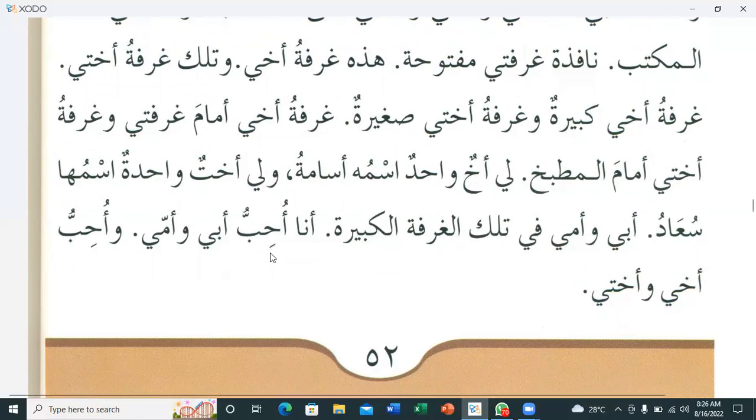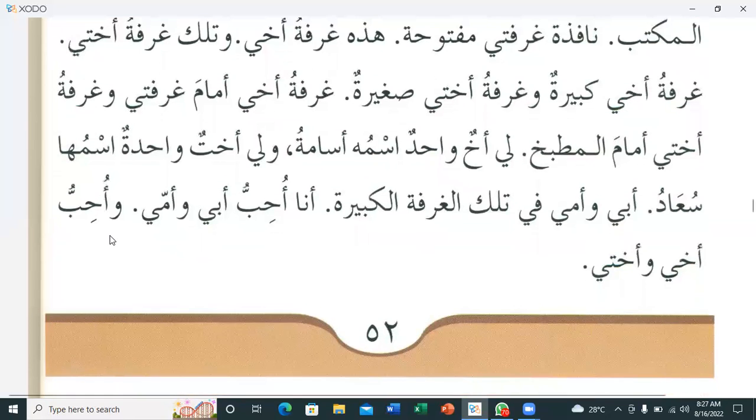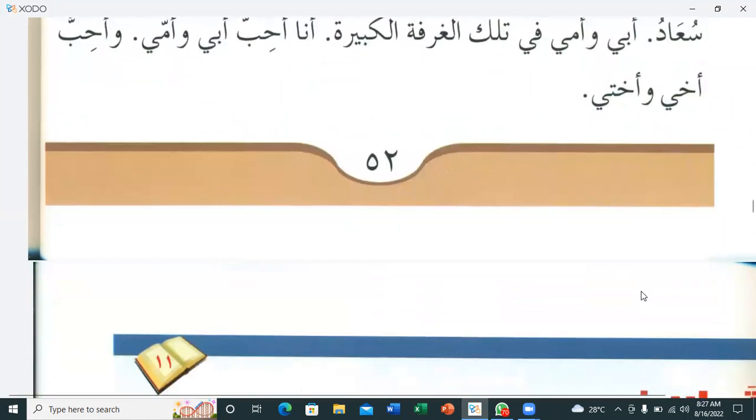Ana uhibbu, I love. Ana, I, uhibbu, I love. Abi, my father, wa ummi, and my mother. Ana uhibbu abi wa ummi, I love my father and my mother. Wa uhibbu, and I love, akhi, my brother, wa ukhti, and my sister. Wa uhibbu akhi wa ukhti, and I love my brother and my sister. Got it?